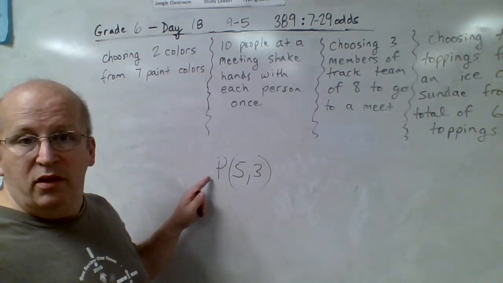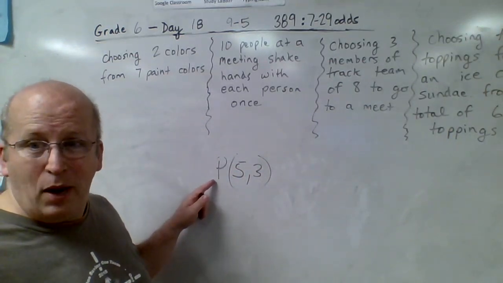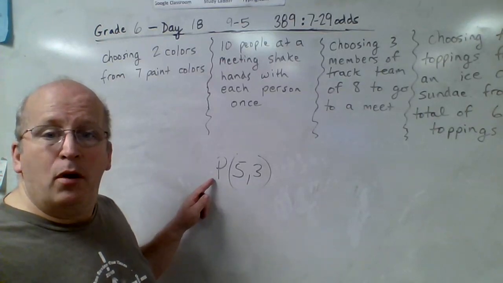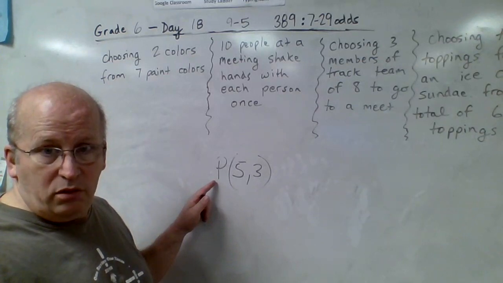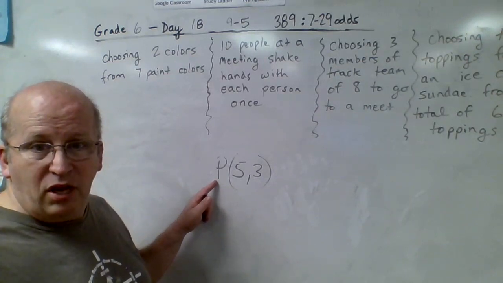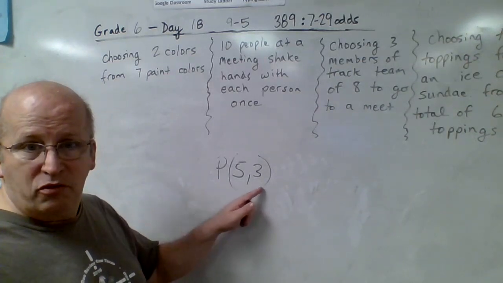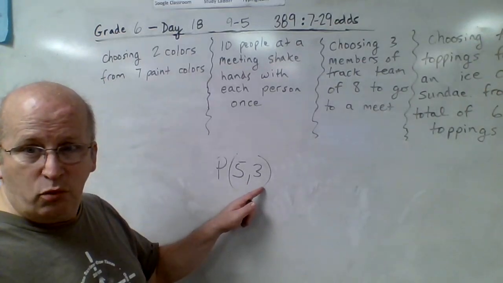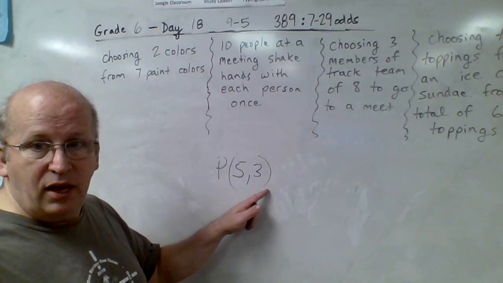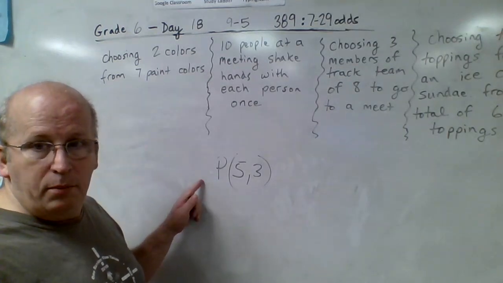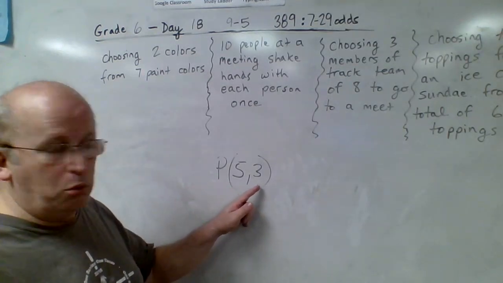And remember, in this case, the P does not stand for probability, it stands for permutation. And we read this, read it with me: the permutation of 5 people taken 3 at a time.